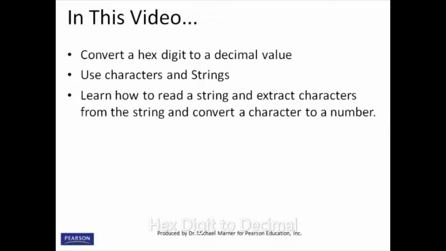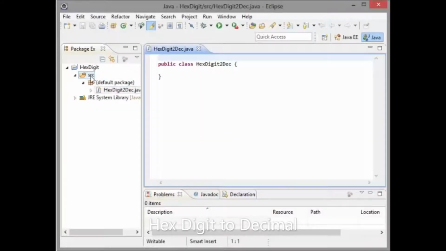Hello, in this video we're going to convert a hex digit into a decimal value. So we're going to write a program that uses characters and strings, and we're going to learn how to read a string from the console, extract characters from that string, and convert a character into a number. So let's get started. In Eclipse, I've already created a new project and created a new class called hexdigit2dec.